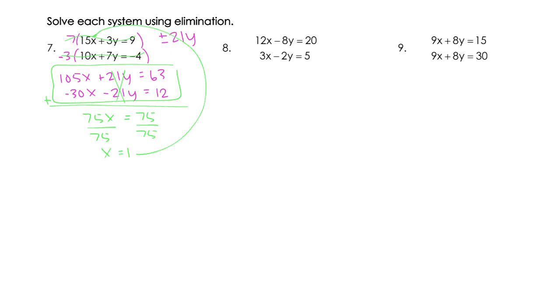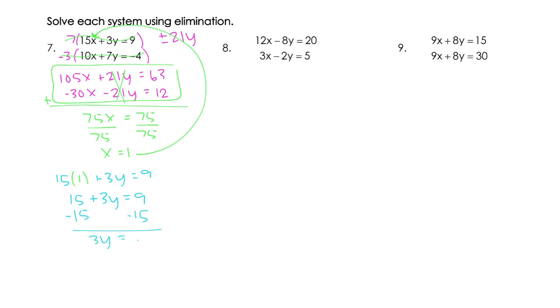Then we're going to plug it in up here. Again, back to the original top equation. Again, you can use either of the equations. You can actually also use the two equations that are in the boxes. Again, any equation would work to give you y. So then I have 15 times 1 plus 3y equals 9. 15 times 1 would just be 15, plus 3y equals 9. Subtract 15 from both sides.